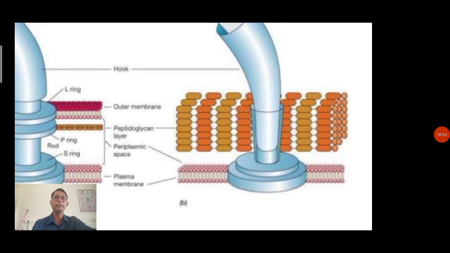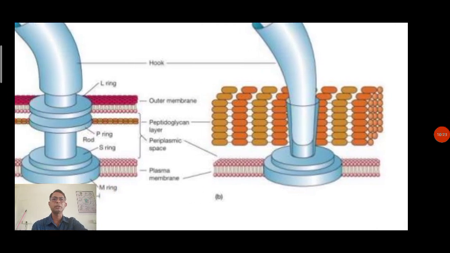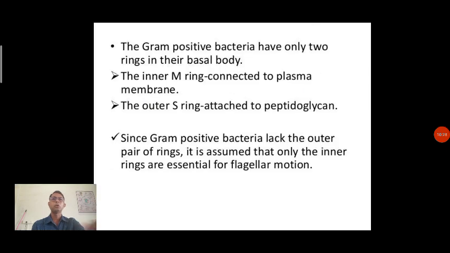In a gram-positive bacteria, the hook is present. Then in the peptidoglycan region you can see there will be a hook-like structure. It doesn't have any ring-like structure, so two rings are present, and those two rings are present in the plasma membrane. So this is nothing but the simple structure. Now what is possessed in a gram-positive bacteria? They have only two rings in their basal body, the inner M ring connected to the plasma membrane and the outer S ring attached to the peptidoglycan layer.